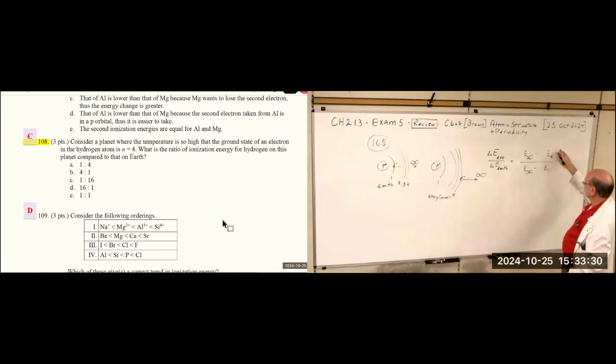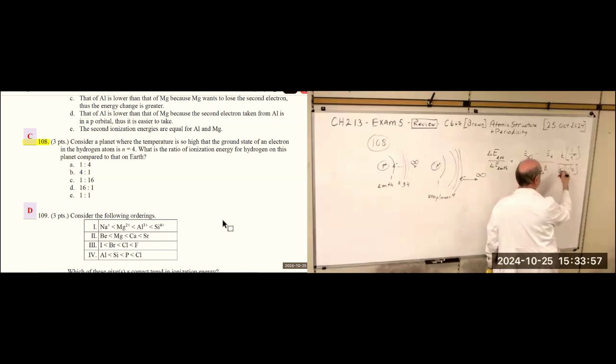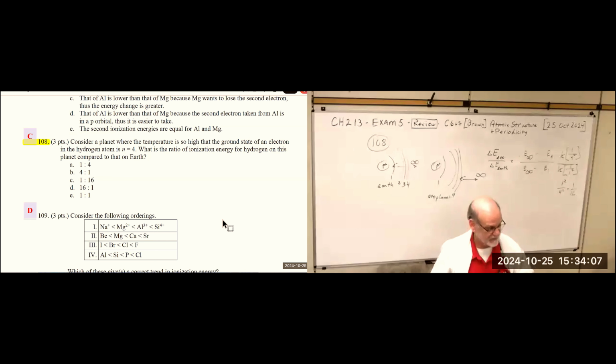So if we fill in the values for this one, we have that constant. And then we have Z, which is 1, right? Because this is hydrogen. And then the N for this one is 4 squared. And this one is that constant that I can't remember, and this is 1 over 1 squared. Okay? So these cancel. And this ratio is 1 squared over 4 squared, or 1 over 16. The ratio of the energies is 1 to 16.